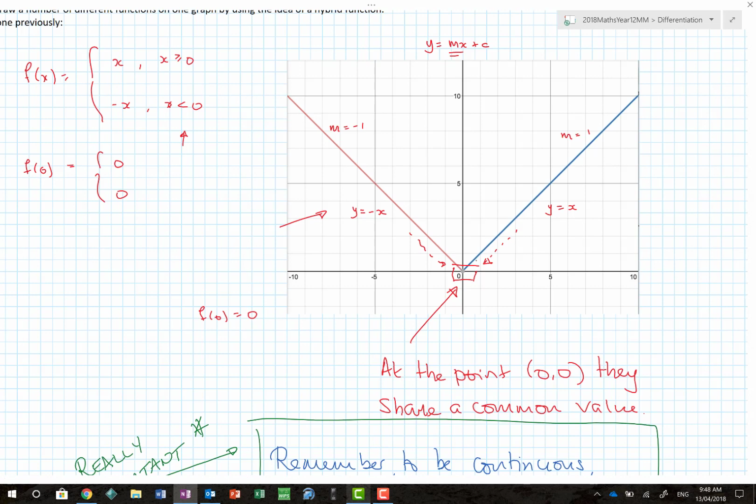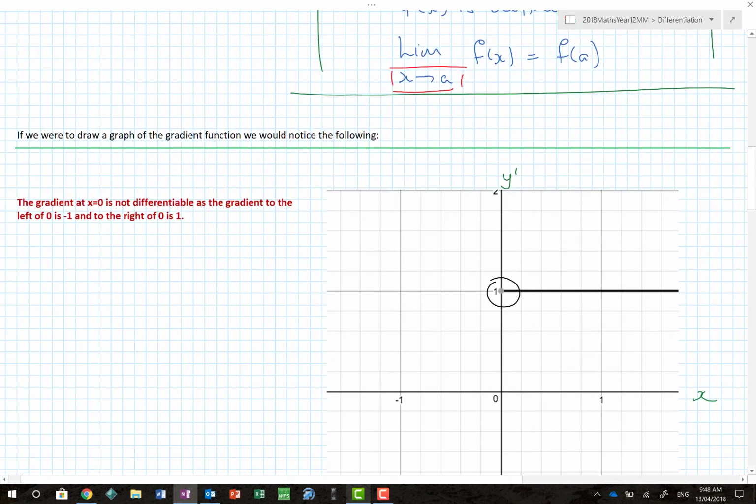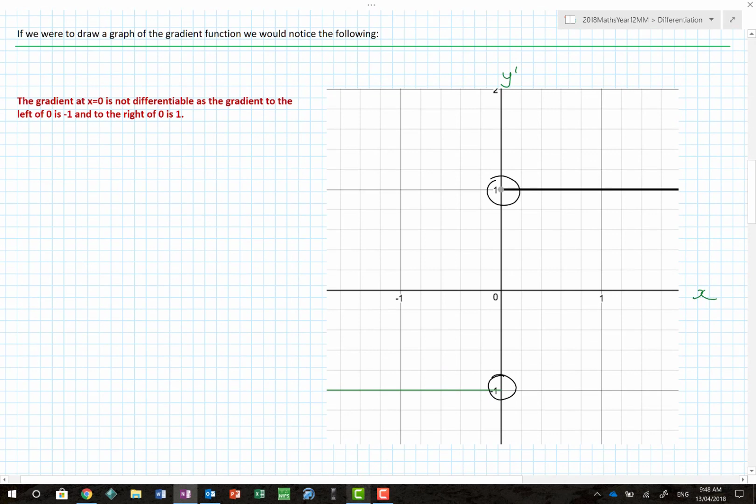Yes, they are. And so in this situation, the graph is continuous. I'm not going to do too much more. That was all done in the previous video. So as I've done before, if we were to draw the graph of the gradient function of that hybrid function, f of x is equal to x for x greater than or equal to 0, or minus x for x less than 0, then remember the gradient for this one here is equal to 1, and the gradient for here is equal to minus 1.